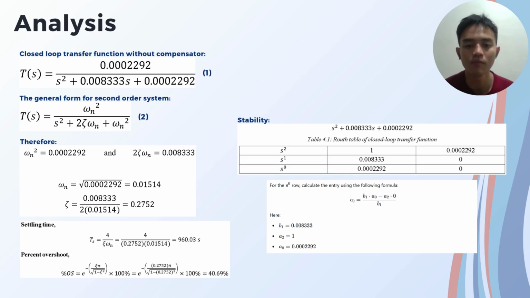While for the stability, we will construct a Routh table, and the first column is s power n, the second column is the coefficient of s power n, and the third column is the coefficient of s power n minus 2. For the coefficient of s power 0, we will calculate based on the formula below, and you can notice that for the second column, there is no sign change, so the system is stable.